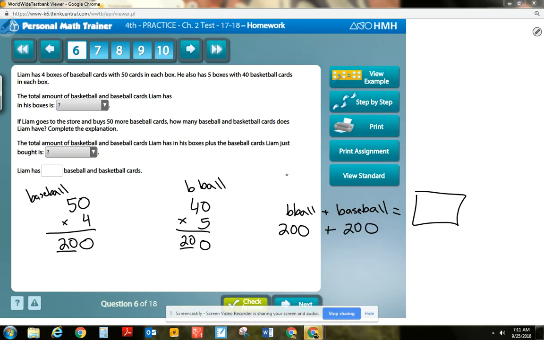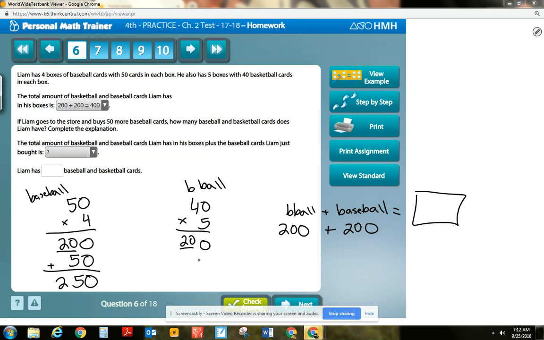Lots of times kids really miss this detail between basketball and baseball because they look so similar. So make sure you're reading carefully. So he has 400, right? 200 plus 200. Now, if Liam goes to the store and buys 50 more baseball cards, plus 50, you would have 250 baseball cards. How many baseball and basketball cards does Liam have?